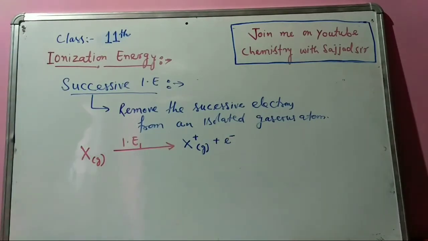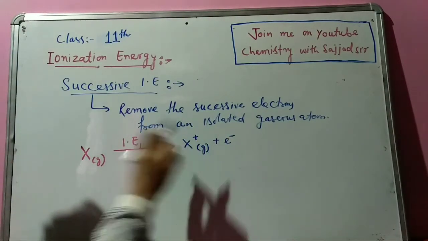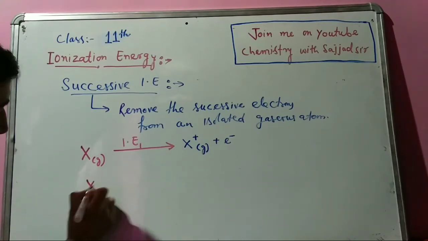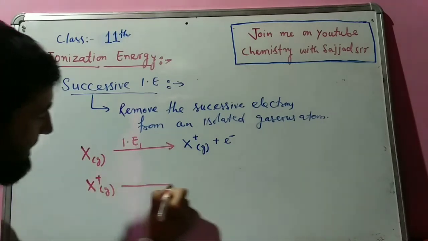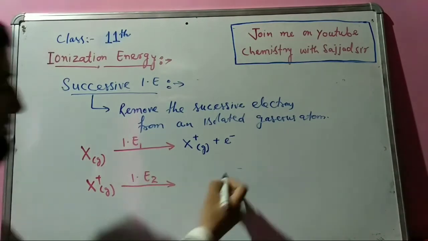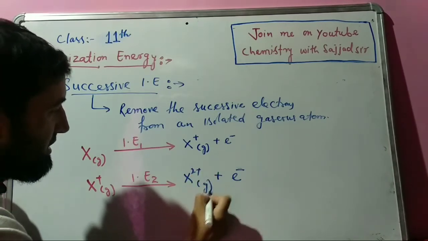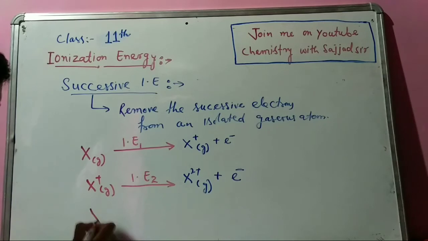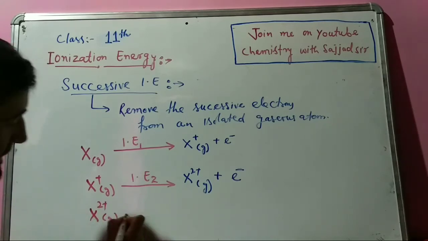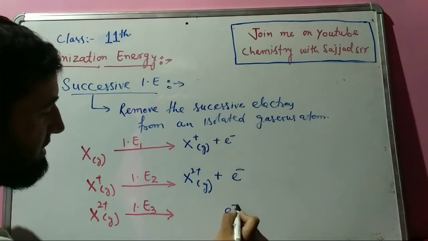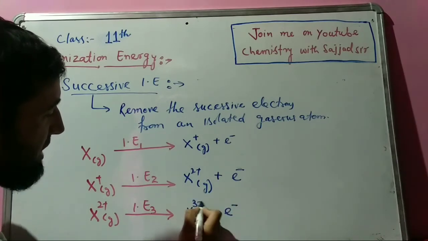And when this unipositive cation is provided with the second ionization energy, it loses the second electron and results in the formation of dipositive ion. That is, if X positive ion is provided with second ionization energy, it loses the second electron and forms dipositive ion. Similarly, if this dipositive ion, that is X dipositive, is supplied with the third ionization energy, that is IE3, it loses the third electron and results in the formation of tripositive cation.